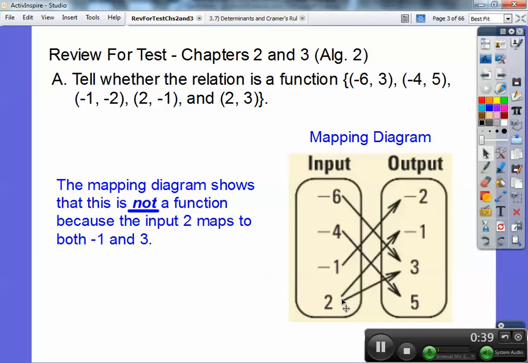And right here, this x goes to two different y values, and you can't have the same x going to two different y values to be called a function. So this is not a function because the input 2 goes to both -1 and 3. Okay? Alright, so what else do I have?